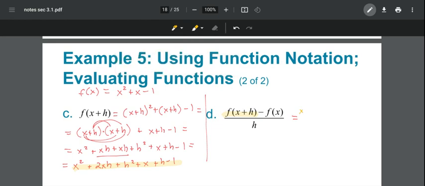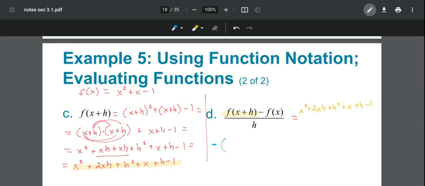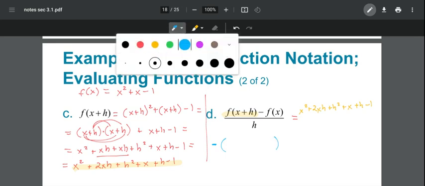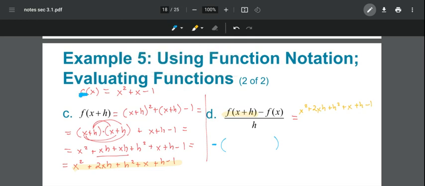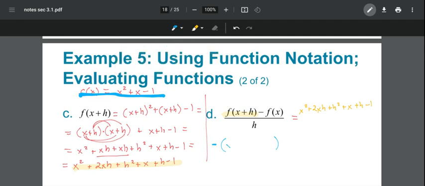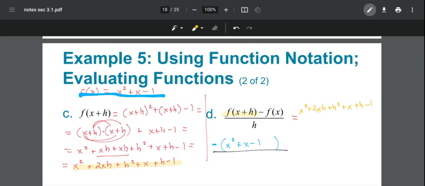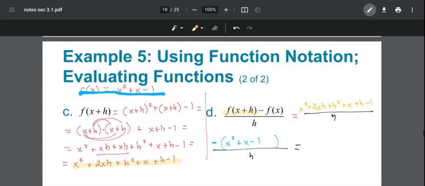So we have x squared plus 2xh plus h squared plus x plus h minus 1. Now, minus f of x. So f of x, it's our function. So let me just plug it in: x squared plus x minus 1. And we need to divide each by h. So we're going to divide each by h. So let me just rewrite it. Let me put all of it together.